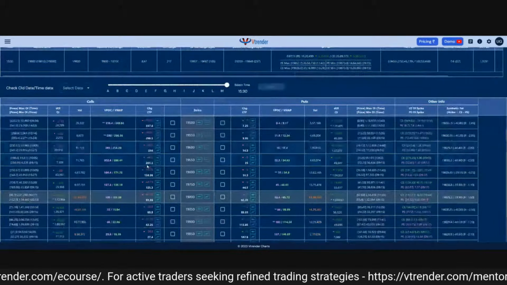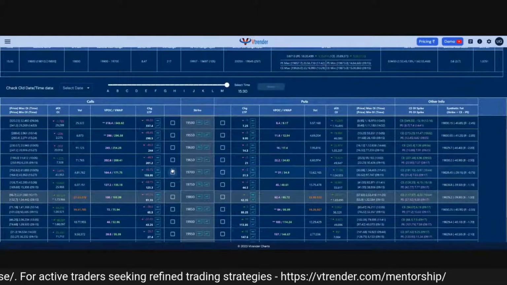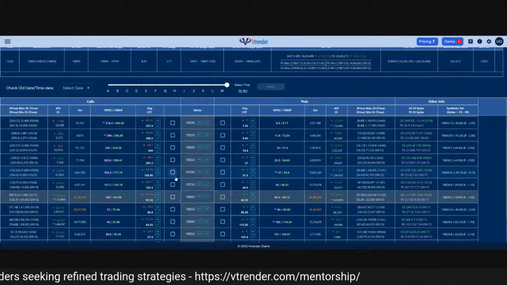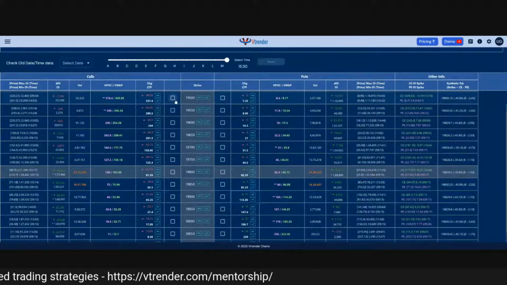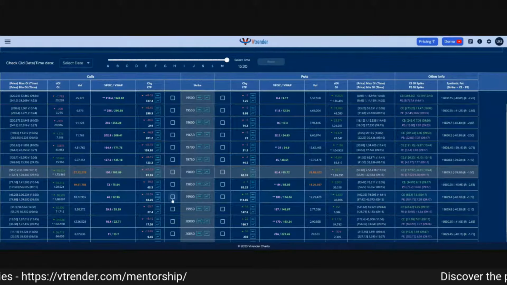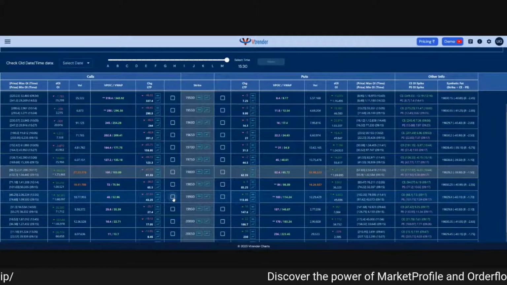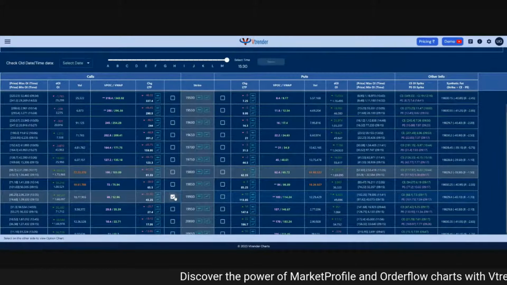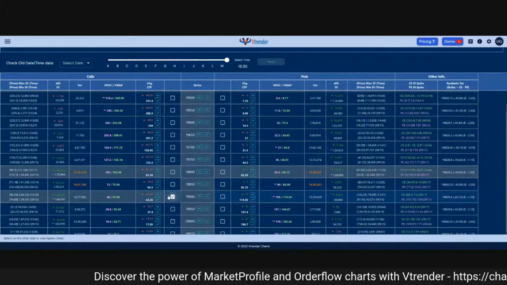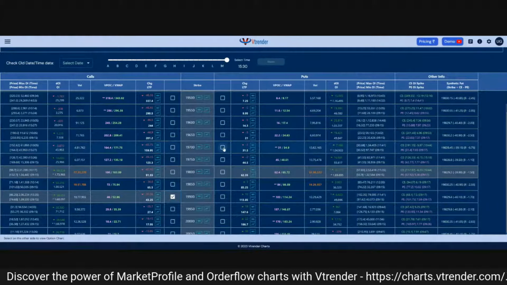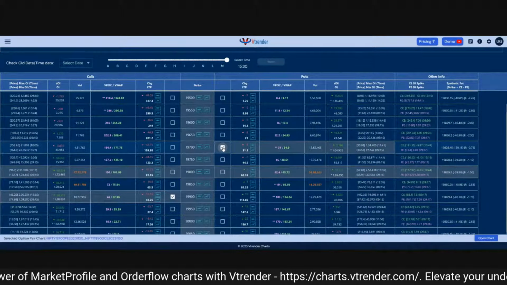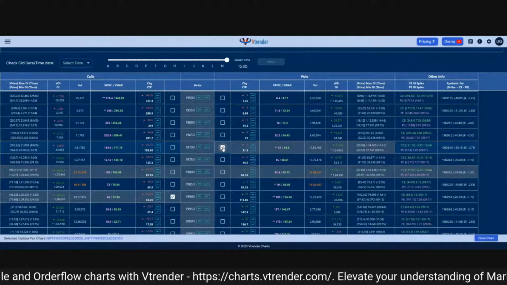So if you want to open a 19,900 call and a 19,700 put, what you'll do is you have these buttons next to the strike prices. So you select the left side of the 19,900, which is in the call column, and you select the 19,700 tick box on the right side, which is the put.